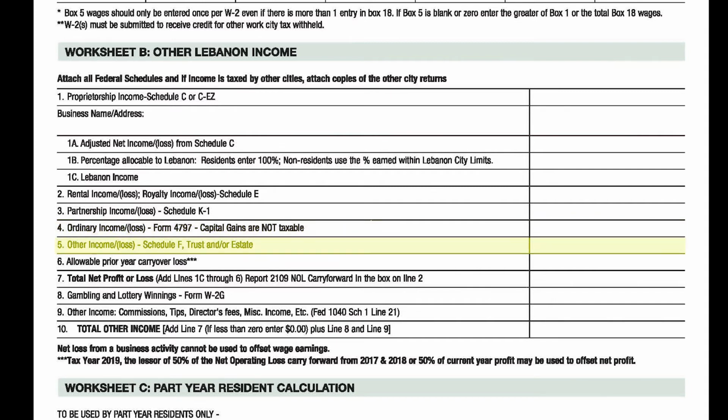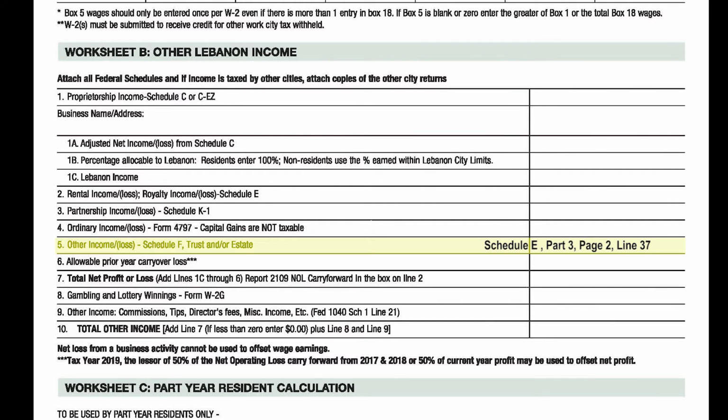Line 5 of Worksheet B accounts for the last few types of other taxable income. If you have income from a farm, it will be reported on either a Schedule F or Form 4835. If you filed a Federal Schedule F, the amount taxable to the city appears on line 34 of the Schedule F and line 6 of your Federal Schedule 1. If you have a Form 4835, the amount taxable to the city appears on line 32 of the Form 4835 and line 40 of your Schedule E.